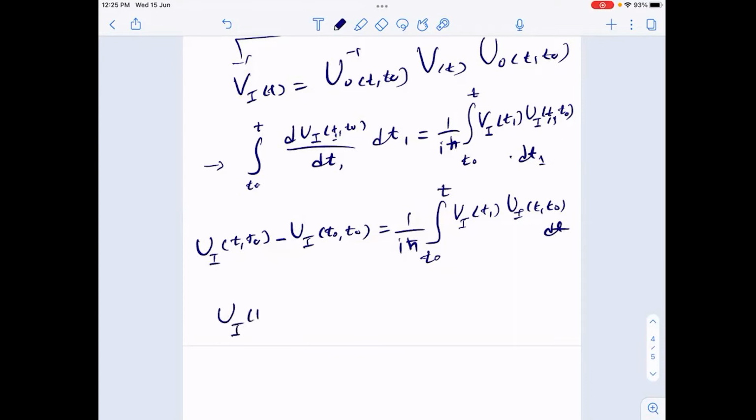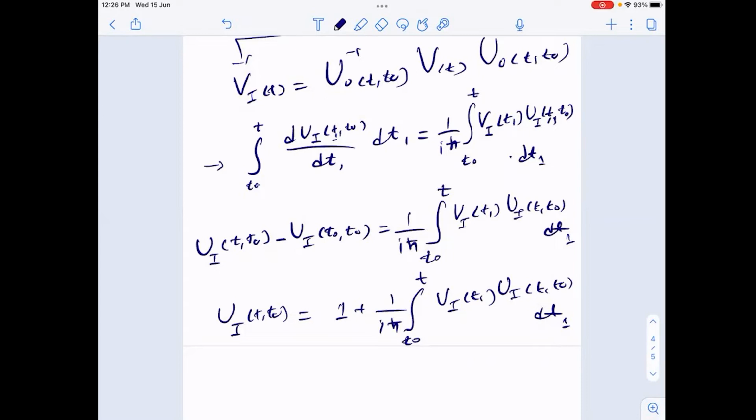So my UI T0 will be 1 plus 1 upon iħ integral T0 to T VI T1 UI T1 T0 dt1. I missed T1 in all the expression. Okay, so here what we are getting is an integral equation for the interaction picture unitary operator UI T0. Right? Yes, sir.